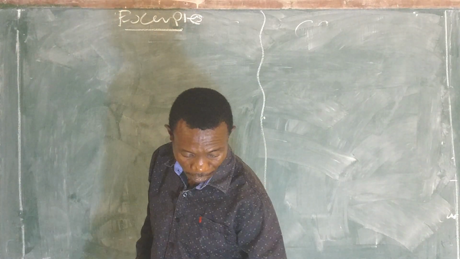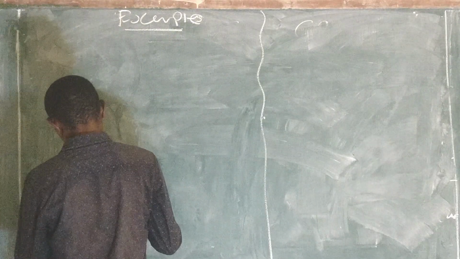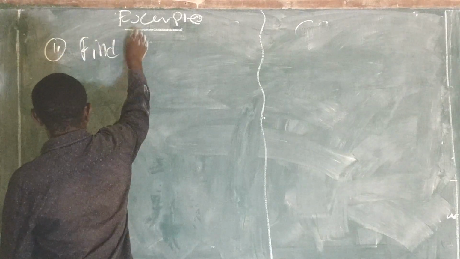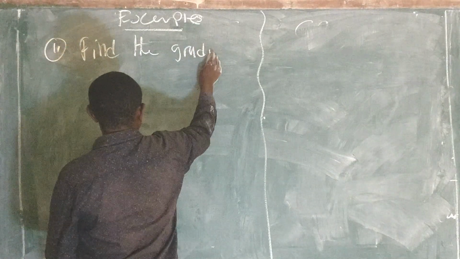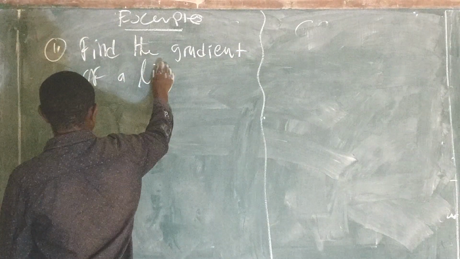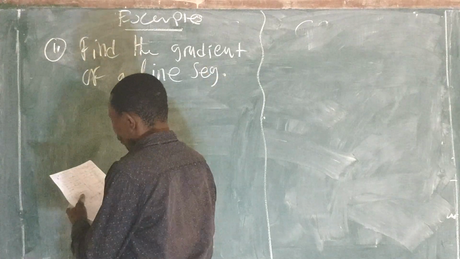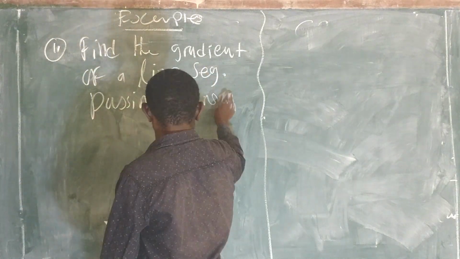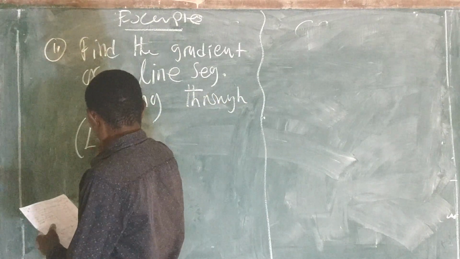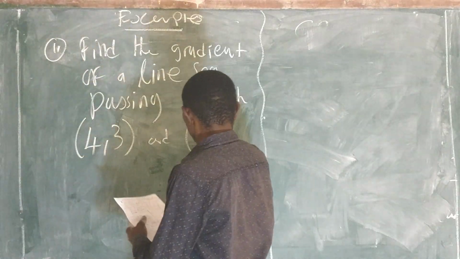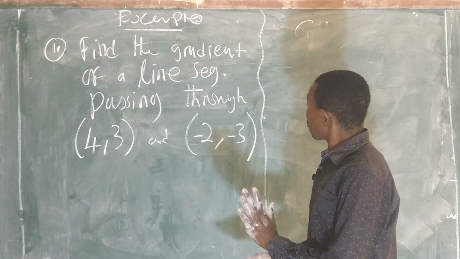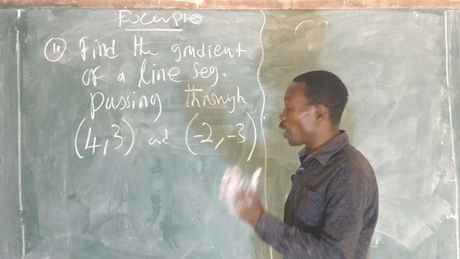We have this question here. I'll just give you only one problem, that's enough. Find the gradient of a line segment passing through the point C that is (4, 3) and (-2, -3).